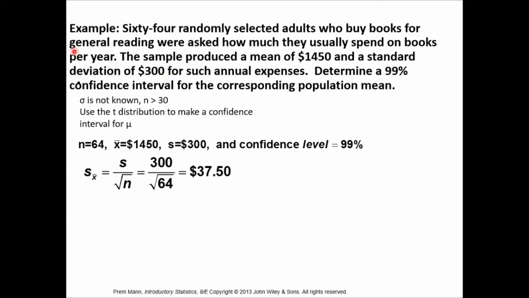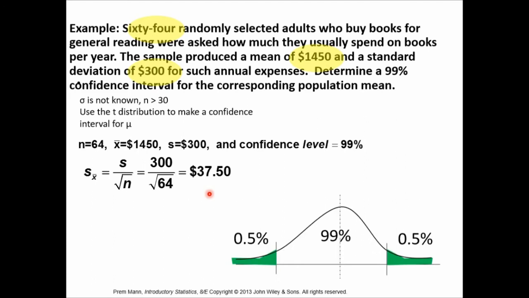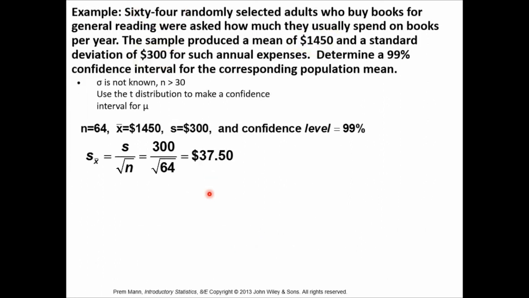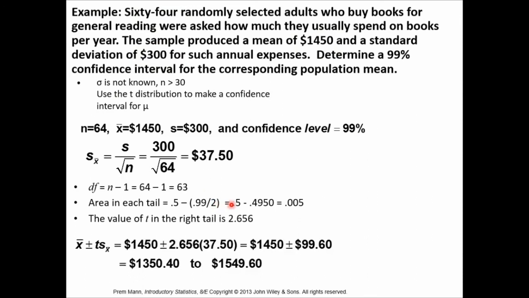And in this case, here is our sample size, here is our average, here is the standard deviation of the sample, which means we can calculate the standard error Sx bar, which is S divided by the square root of n, 300 divided by the square root of 64, and that gives us a standard error of $37.5. And we have a 99% confidence interval, then we are ready to estimate our population mean. And here is the equation.